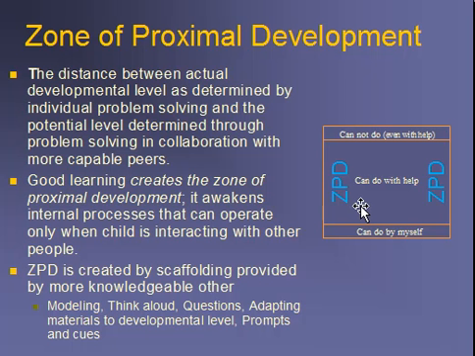The same idea applies in terms of learning and cognitive development. Scaffolding can take many forms. It can be modeling, it can be thinking aloud, asking questions, adapting materials to a developmental level, as well as prompts and cues. These are all forms of scaffolding that help create this zone of proximal development.